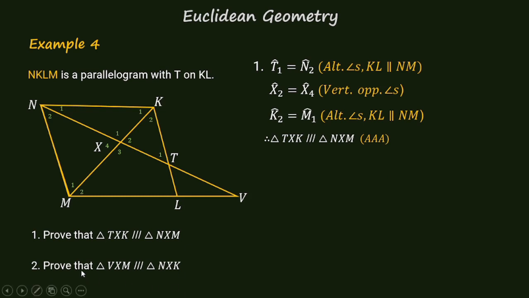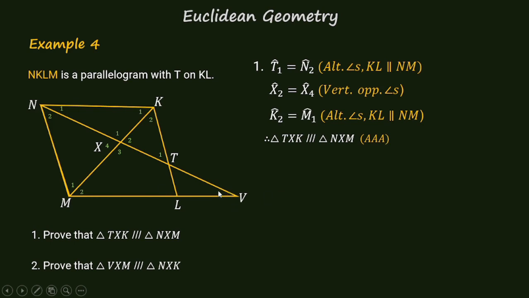The second problem says we must prove that VXM is similar to NXK. So let's follow the same approach that we followed here. Remember that the line MV will be parallel to the line NK. We know that ML is parallel to NK, but MV lies on the same straight line as ML. Therefore, it should be parallel to NK as well. So MV will be parallel to NK.